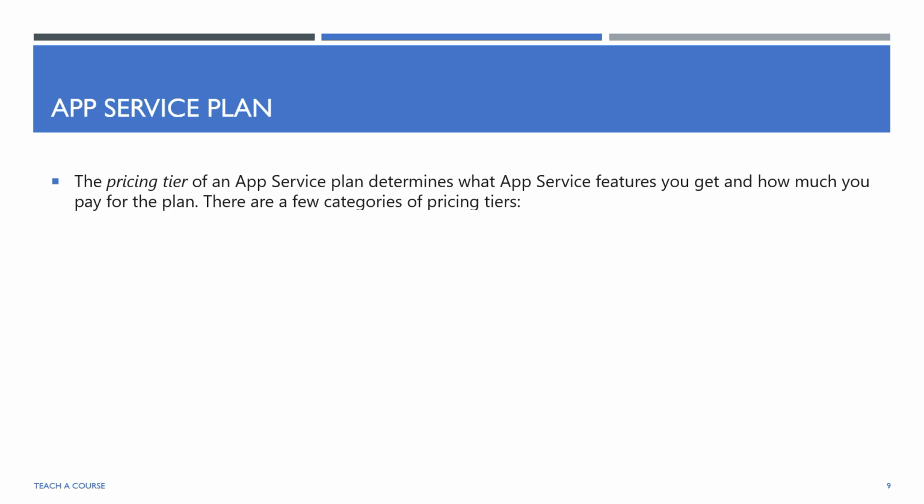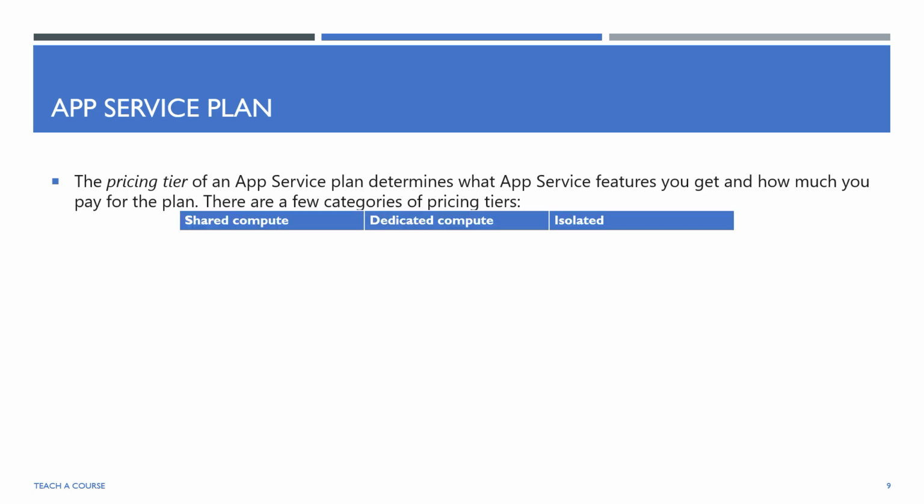There are a few categories of the pricing tiers: shared compute, dedicated compute, and isolated. Right? Shared, think of it as multi-tenant, which means that you get a resource quota on a machine, and multiple other customers also get the same quota on the same machine. So multiple customer applications are residing on the same machine, which may not be desired when you are running your production workloads. You're not in a totally secure environment. That's the reason it's only recommended for dev or test purposes.